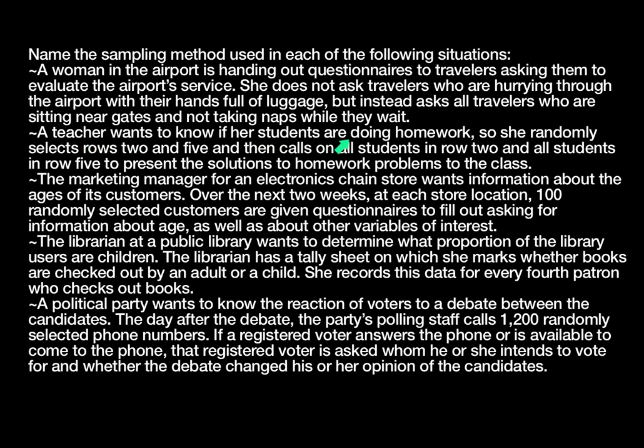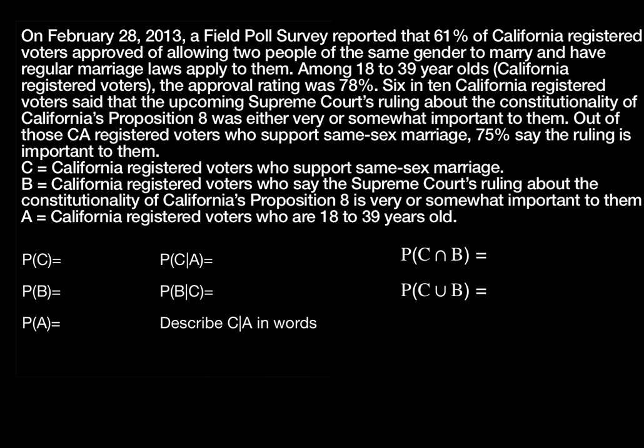A teacher wants to know if her students are doing homework, so she randomly selects 2 rows. Randomly, that's good. 2 rows, and then calls on all the students in those 2 rows. Well, that's cluster. Because every row is a cluster, and she randomly selects a couple clusters and then samples everybody in that cluster.